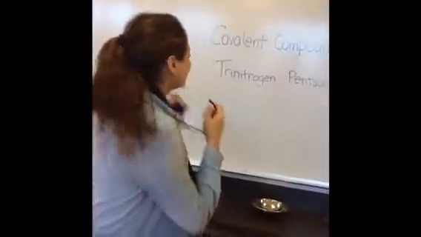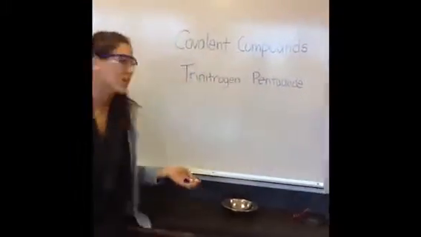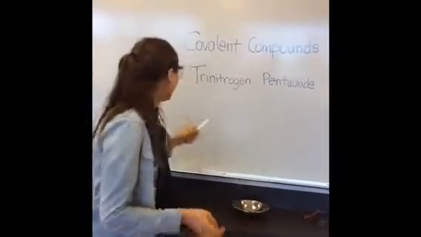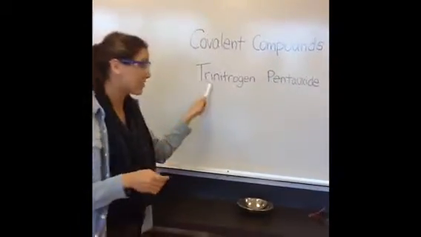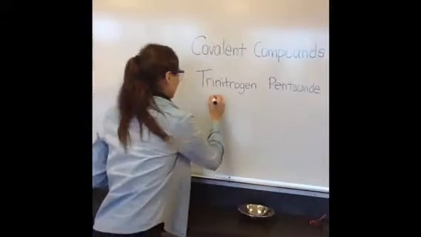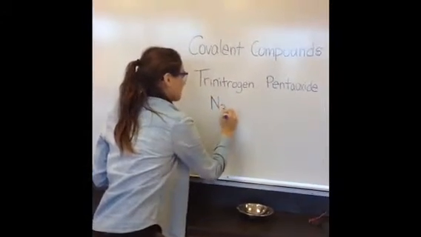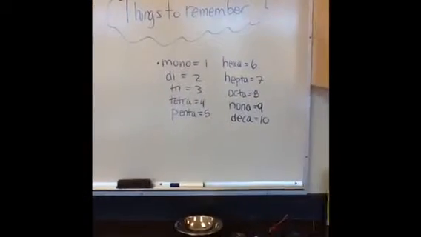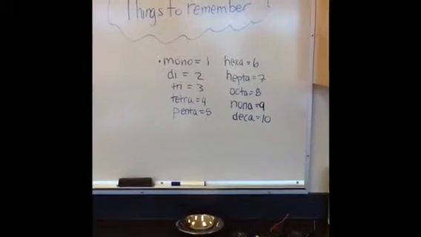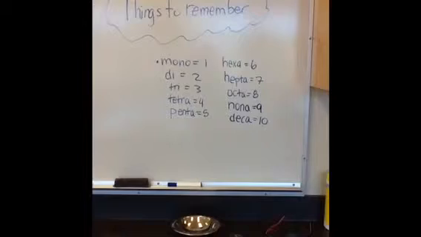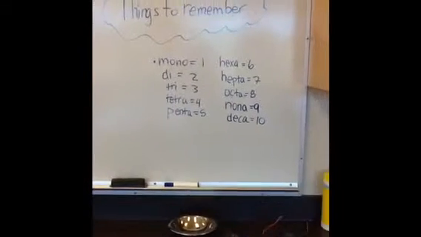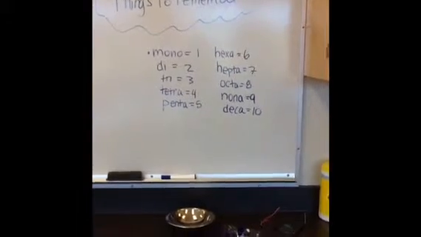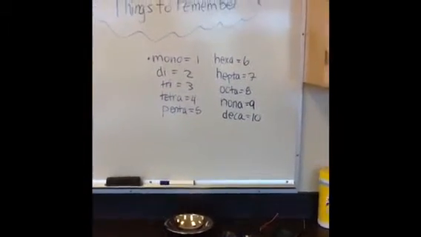Really? Yeah. So pretty much, we're trying nitrogen peroxide. All you do is this is 3 and this is 5, so it's N3O5. You remember, mono equals 1, di equals 2, tri equals 3, tetra equals 4, penta equals 5, hexa equals 6, hepta equals 7, octa equals 8, nona equals 9, and deca equals 10.